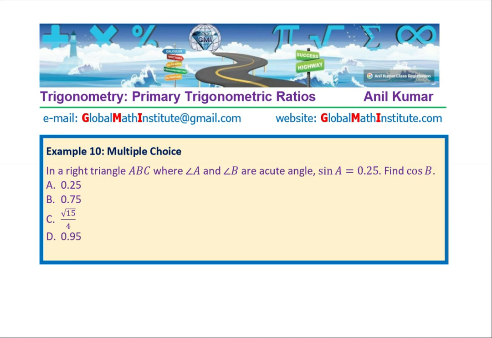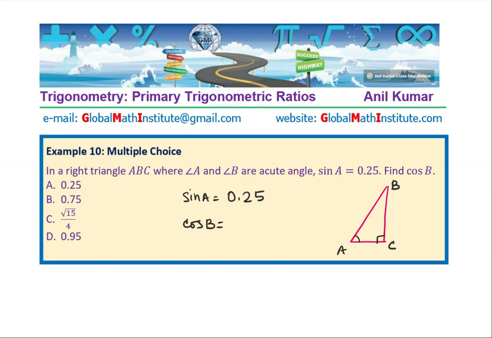So let's make a triangle and try to understand what is given to us. So we are saying that the sine value is given to us for angle A, right? Let's say in a right angle triangle where A and B are acute angles. So that means A and B. Makes sense, right? They are acute angles. And sine A is 0.25. We have to find cos of B.